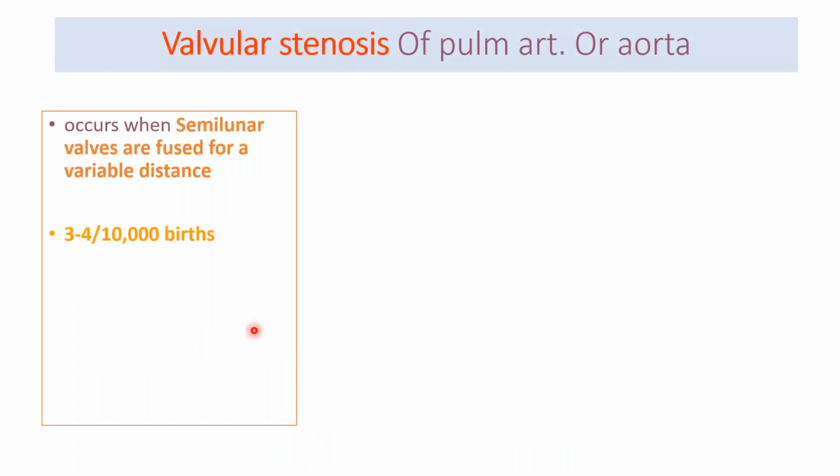Now we come to the last part, which is the valvular stenosis of pulmonary artery or valvular stenosis of aorta. When the semilunar valves are fused, this leads to the valvular stenosis.